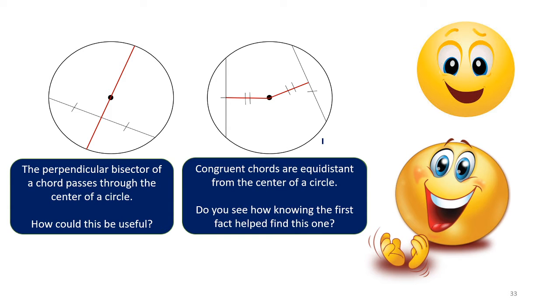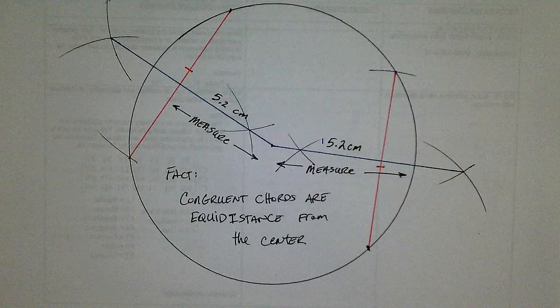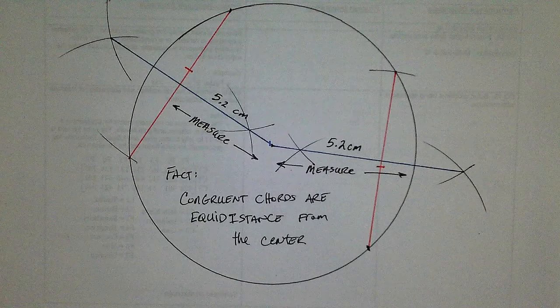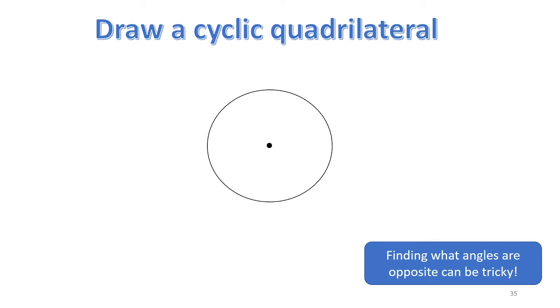Yeah. So go back, draw these very, very carefully, like I did this one right here. I drew a circle. I constructed two chords that were the same length, and then I measured the perpendicular distance from that chord to the center, and they were both the same, and that's what you should end up finding out.